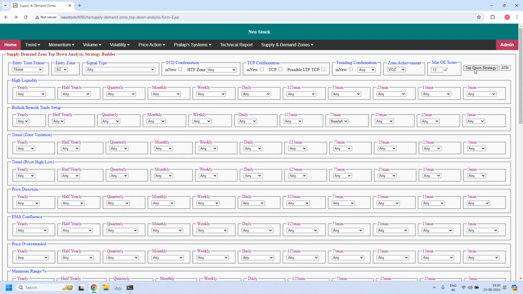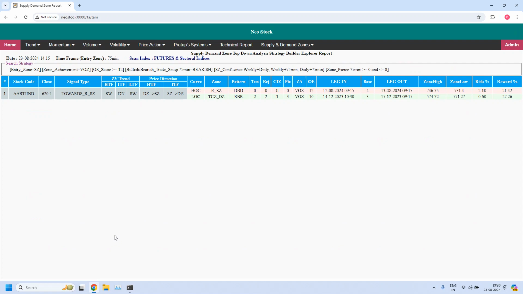With all the filters, let's verify. So that means Aarti Industries is supporting 75 minutes, daily and weekly confluence. But the daily zone is not having EMA confluence. That is the point you should observe. If EMA confluence is there, it could have been a high probability trade setup. But anyway, it's okay. Still, it is a good setup. That is the point you have to understand.